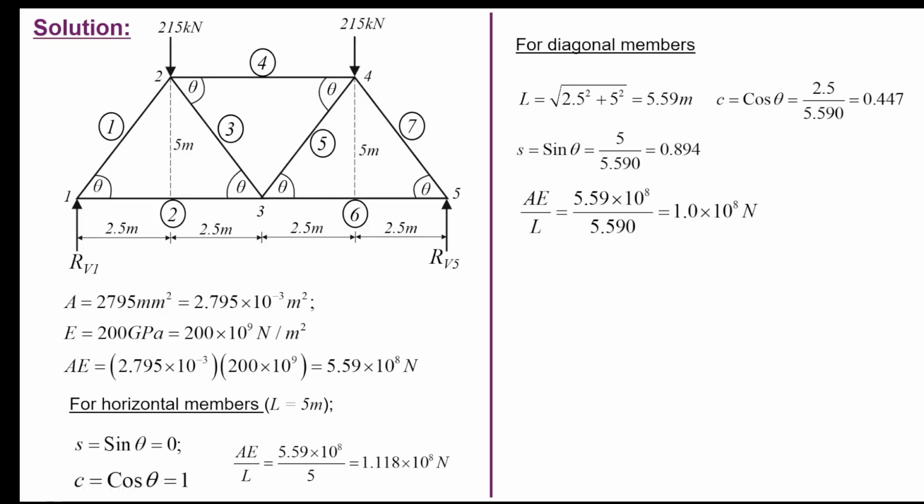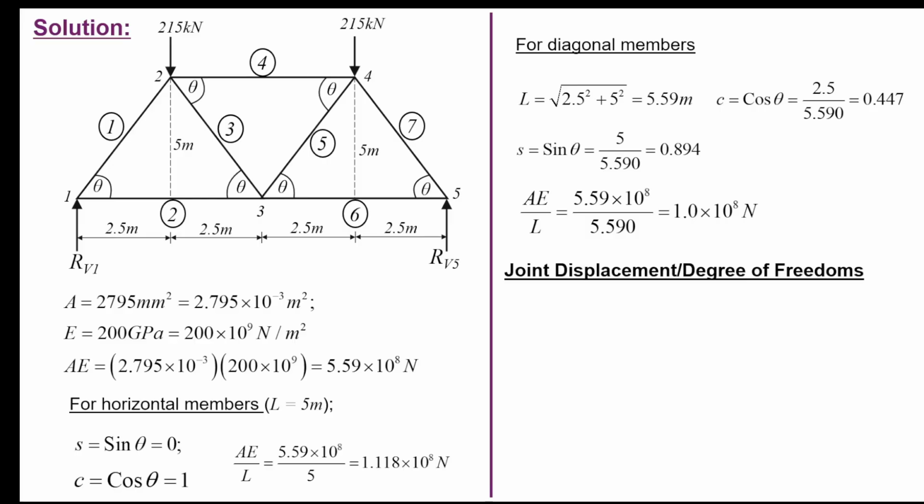If you proceed to calculate AE over L for this member, AE gave us 5.59 times 10 raised to power 8. If you divide this by L, which is 5.59, it gives you 1.0 times 10 raised to power 8.